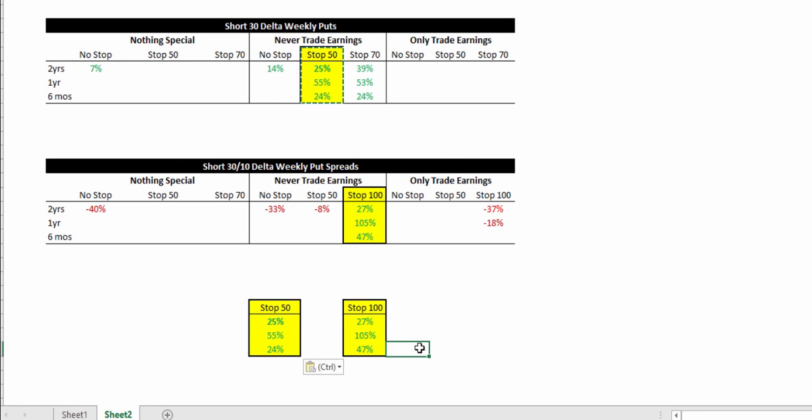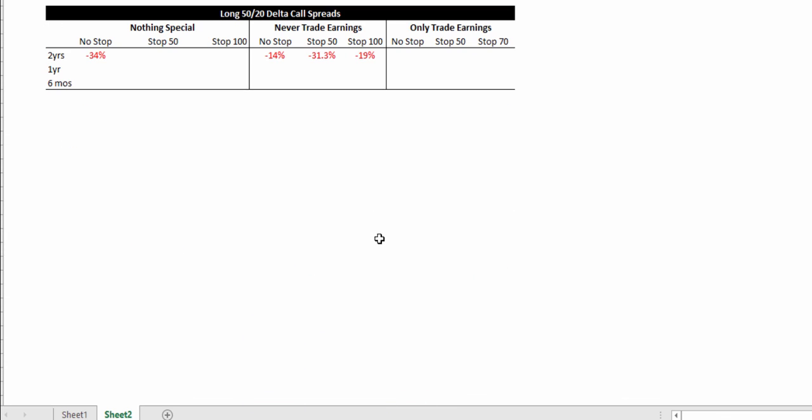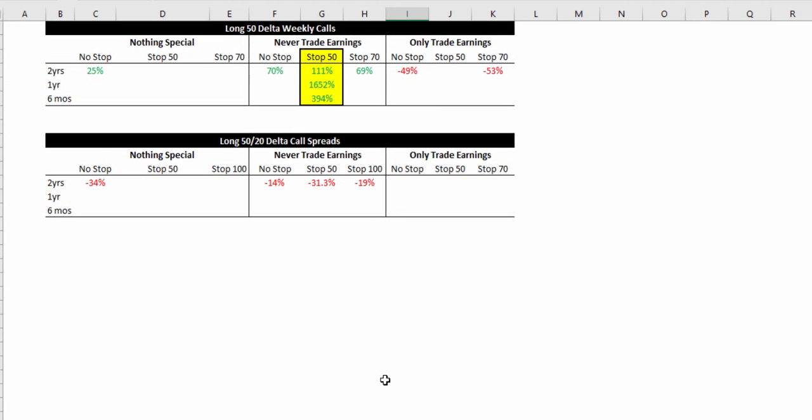So what we've decided here is pretty simple. If we're looking to sell premium, we're going to be selling put spreads, we're going to be avoiding earnings, and we're going to be using a stop loss at 100%. If we're going to be trying to get long options, we're going to be buying calls, we're going to be avoiding earnings, and we're going to be using a very tight 50% stop. Call spreads don't work well.